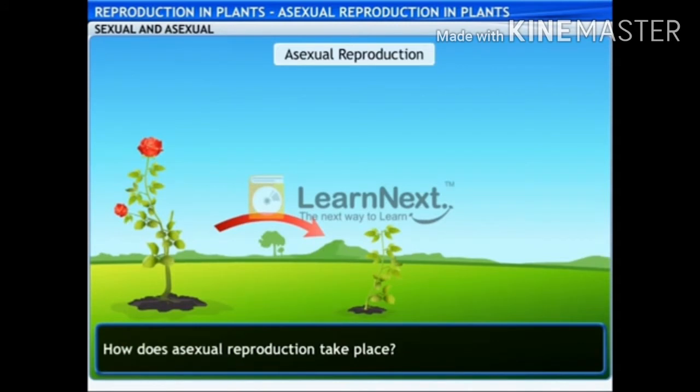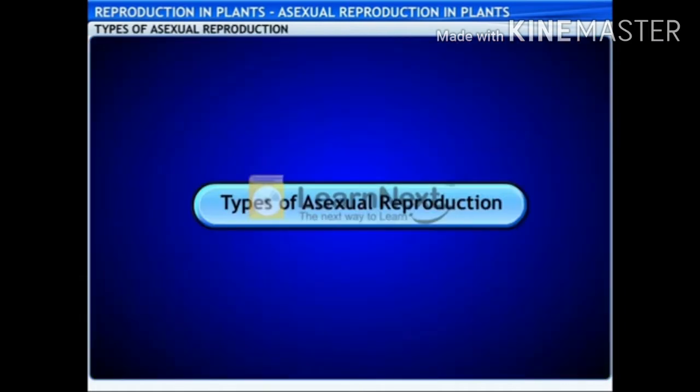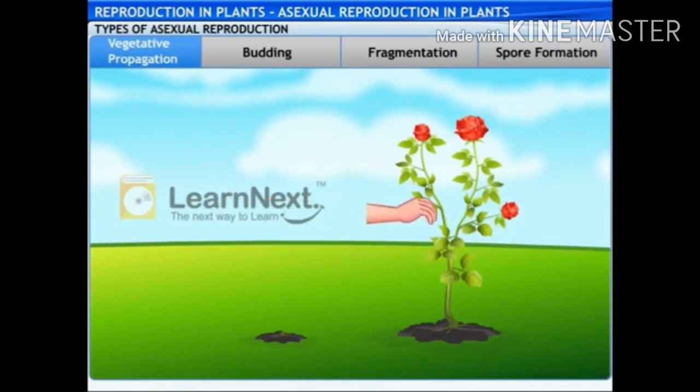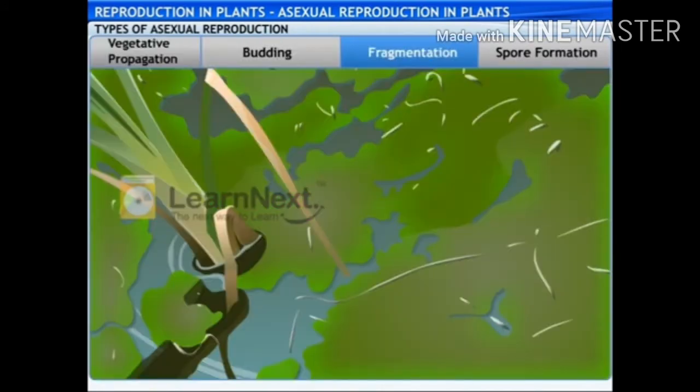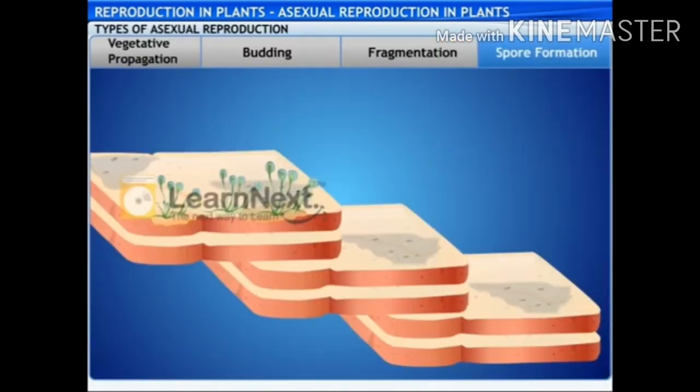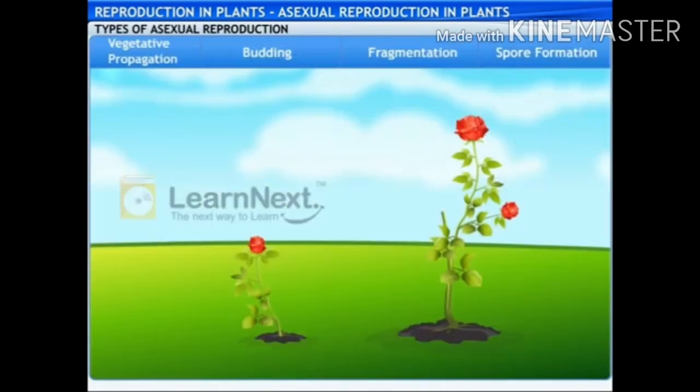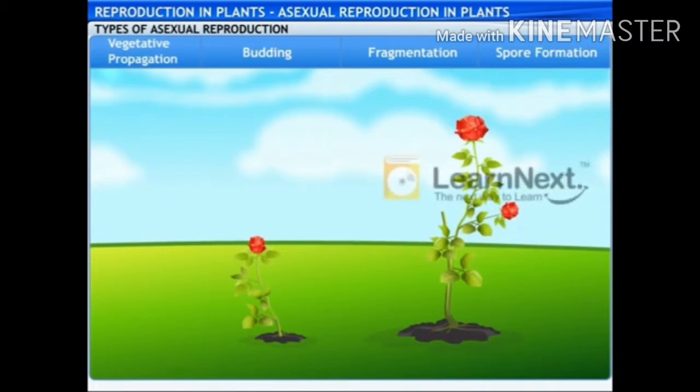So, how does asexual reproduction take place? There are different methods by which plants reproduce asexually. They are vegetative propagation, budding, fragmentation, and spore formation. Let's look at each of these methods in detail.